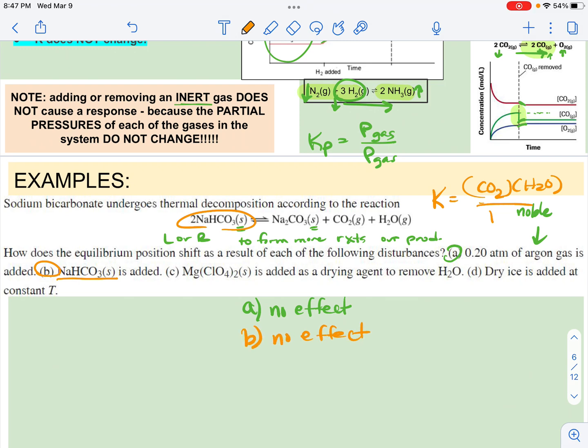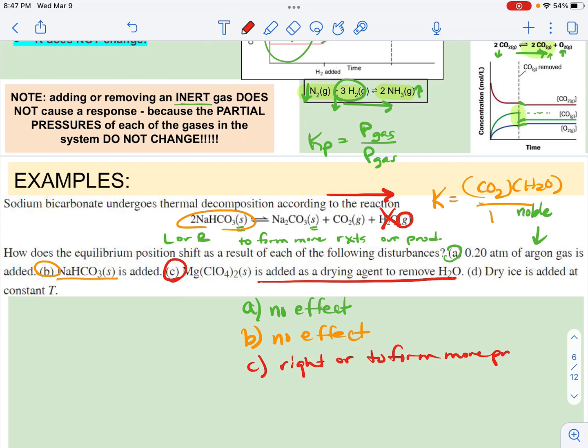All right. Now, the next one is a little tricky. You're going to add Mg(ClO4)2, so you're adding magnesium perchlorate. And they tell you it's a drying agent that removes the water. So the water is a gas, and if we remove the water, the reaction will have to shift to fill it in. So C has an effect of shifting to the right, or to form more product.